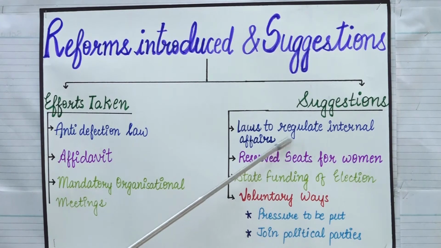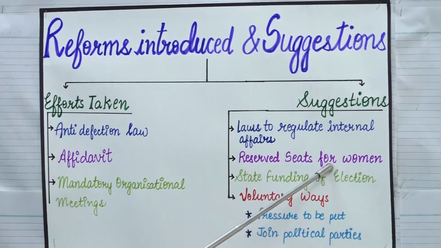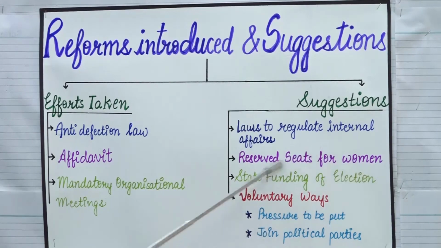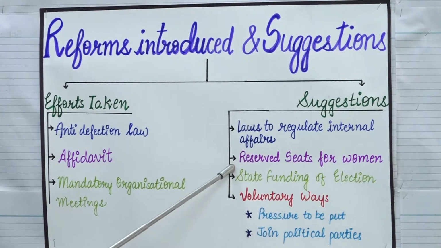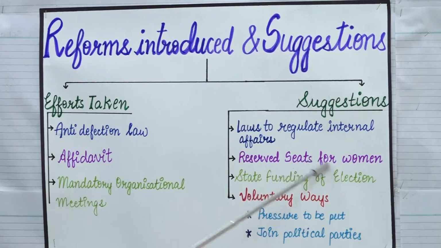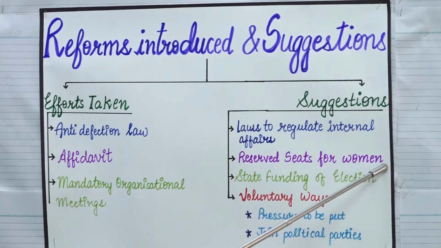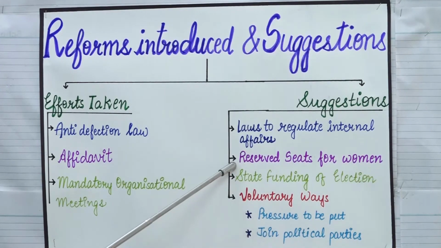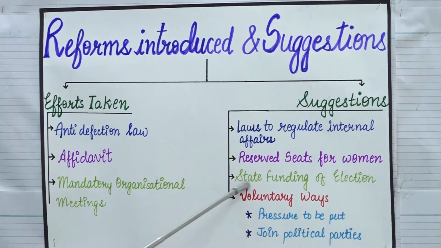The second suggestion is that there should be a reservation of seats for women so that they may also get an equal opportunity to be part of political parties and to be chosen as the candidate in the election.